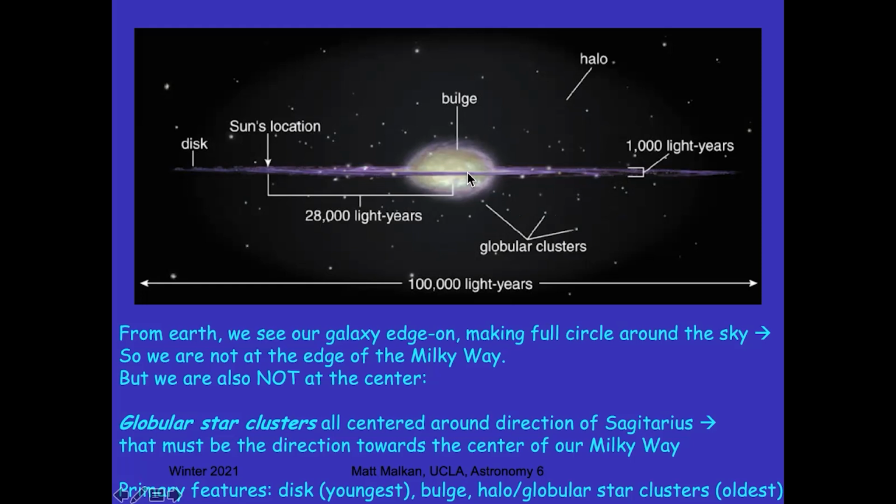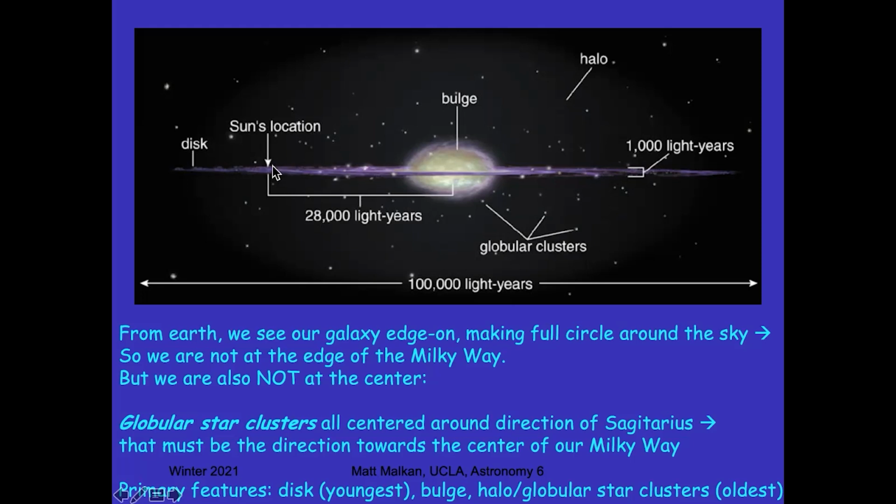And even though the visible light is very well blocked, the longer wavelength light comes through pretty clearly. Anyway, this direction of the center of our galaxy happens to be fairly far in the southern hemisphere. It's in the constellation of Sagittarius, which we'll get back to.